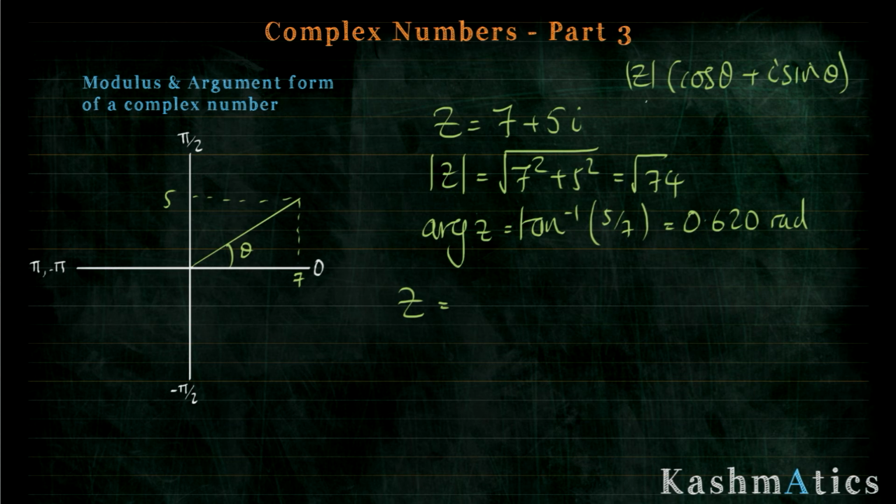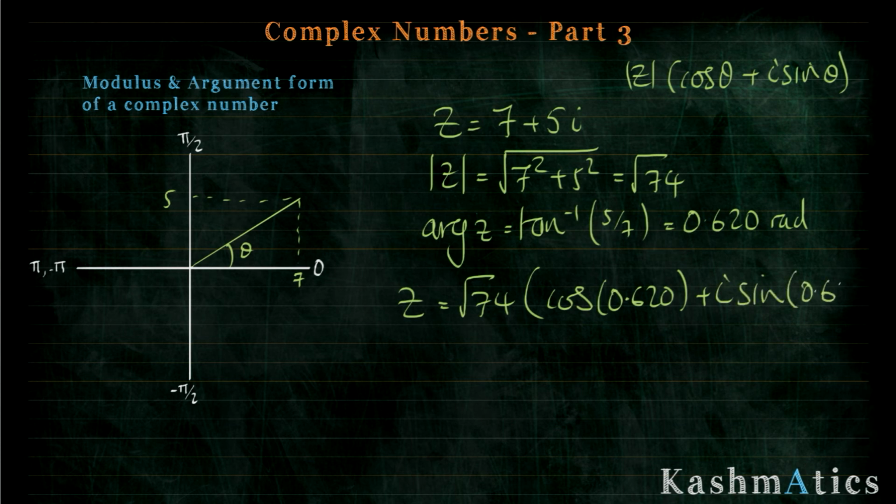So it would be the modulus of z, which is root 74, open brackets, cos 0.620 plus i sine 0.620.